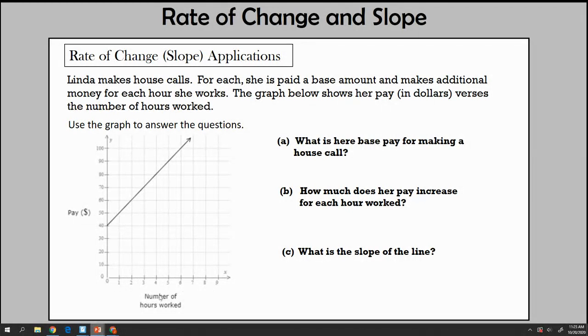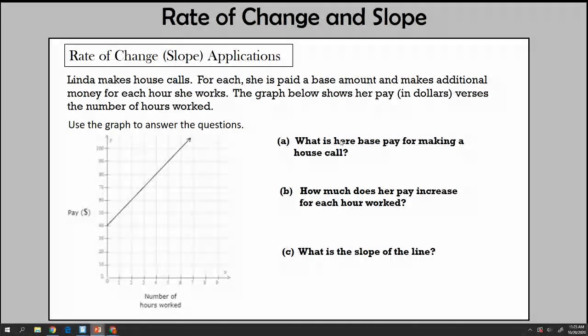All right, so you can see here's the number of hours worked, 0, 1, 2, 3, 4, onward. Here is pay, it's in dollars, so 0, 10, 20, 30. We're going by groups of 10 here, groups of 1 here. Okay, so we have to understand the scale of it because that matters when we look for our slope.